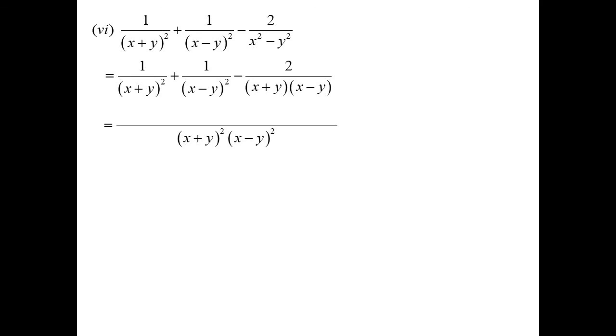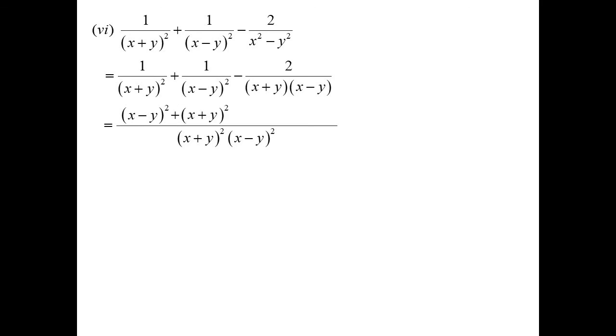Whenever you've got that situation, you have to have the highest power. 2 is the highest power, so that's the one that's required there. X minus y, same situation, we need x minus y squared. What's different? Was x plus y squared, it's now this. I have to multiply the top by x minus y squared. Move to the next one. X minus y squared, what's different? X plus y squared, write that down.